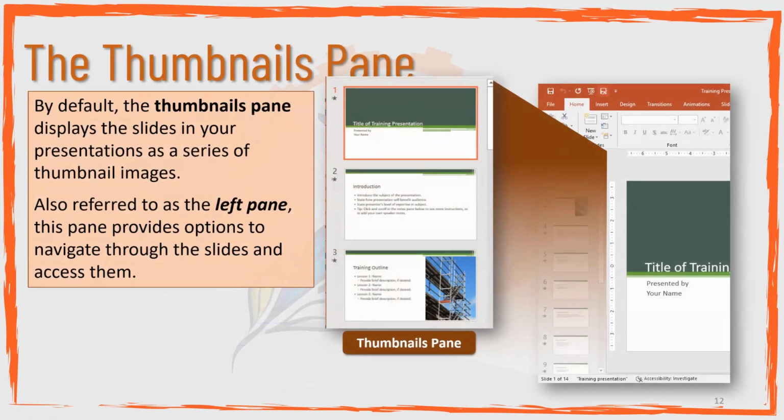Your thumbnail pane, as I mentioned before, by default will always be positioned on the left side of your screen. You can navigate, select what slide you want to position in your slide pane, and go through by editing your slides in there.